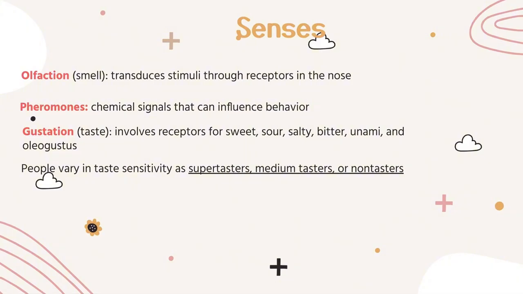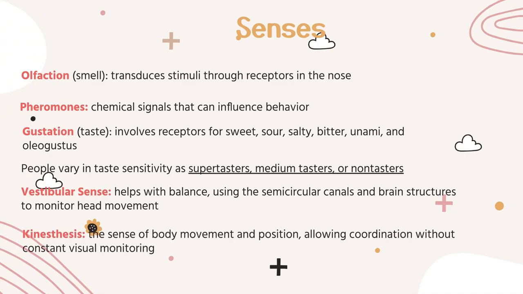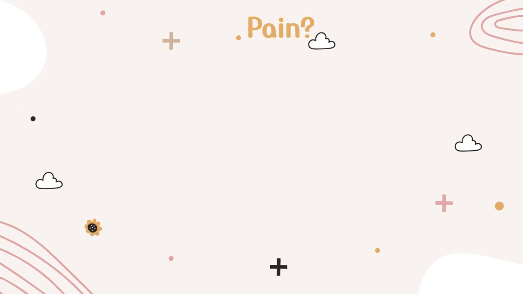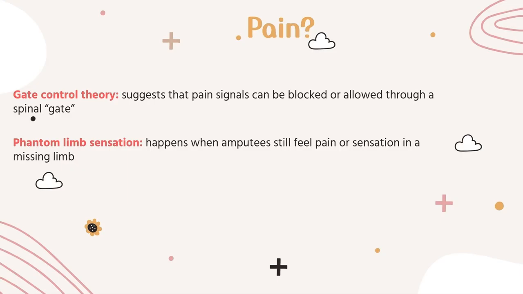The vestibular sense helps with balance, using the semicircular canals and brain structures to monitor head movement. Kinesthetics is the sense of body movement and position, allowing coordination without constant visual monitoring. Pain. There's gate control theory, which suggests that pain signals can be blocked or allowed through a spinal gate. And phantom limb sensations happen when amputees still feel pain or sensation in a missing limb.